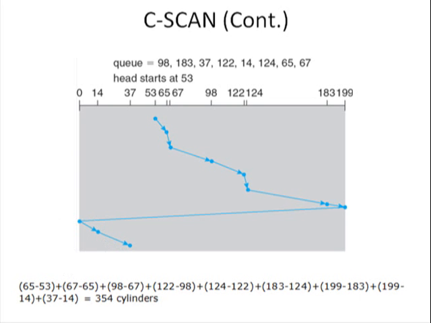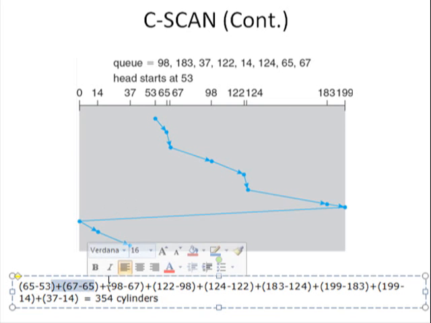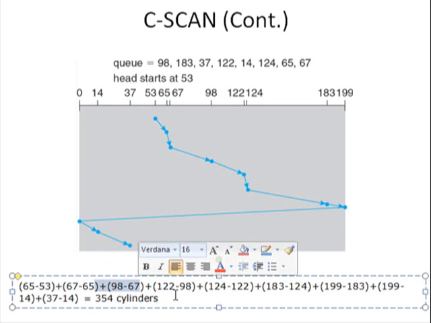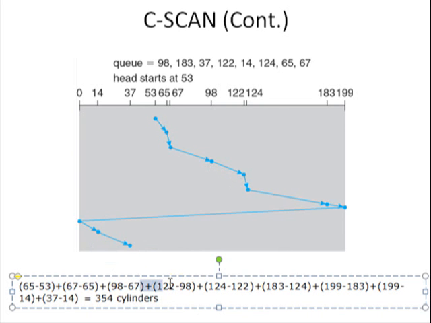Now here we need to calculate the total number of cylinder movements, that is, by what amount the head moves in terms of number of cylinders. The head movement will start at 53. So the movement will be 65 minus 53. Next it will move to 67, so 67 minus 65. Then it will move to 98, so 98 minus 67. Then it will move from 98 to 122, captured by 122 minus 98. Then it will move to 124, so 124 minus 122. Then it will move to 183.